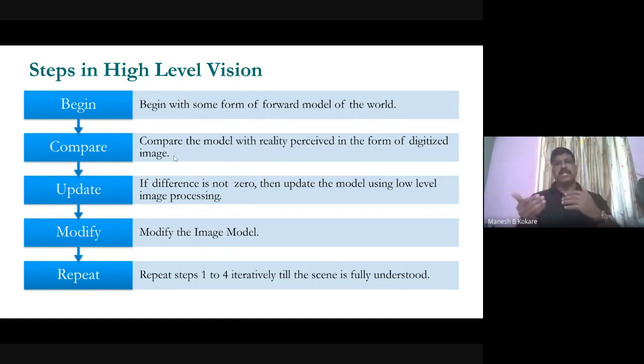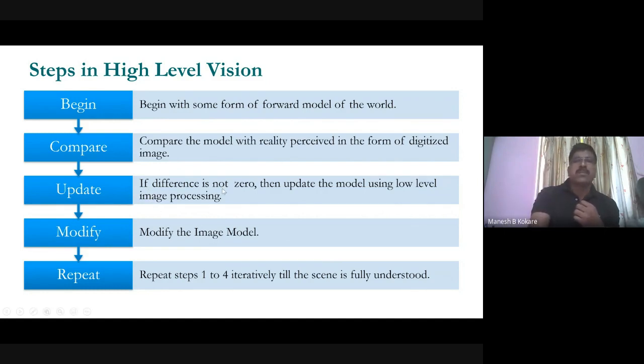If there is a difference, then you have to modify your mathematical model. Again you go back to the image processing early vision system, make the correction, update things, and come back with the modified model. This model should fit the actual world of reality. If there is a difference between the proposed model and the actual world model, we have to minimize it. Ideally this difference should be zero. If it is not zero, then we have to update the model using low-level image processing.